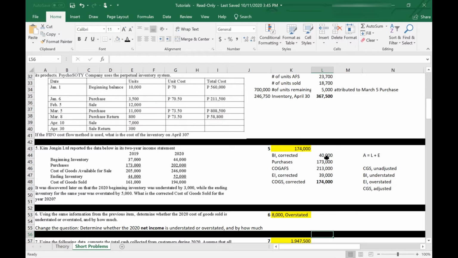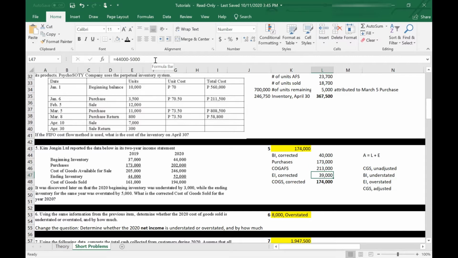So let us first compute the corrected beginning inventory. Based on your record, the beginning inventory in 2019 was 37,000. But again, the problem says that it was understated. So you add 3,000 for you to get the adjusted beginning inventory of 40,000. And then your purchases amounted to 173,000 pesos. You add the two, you get 213,000. That represents your cost of goods available for sale.